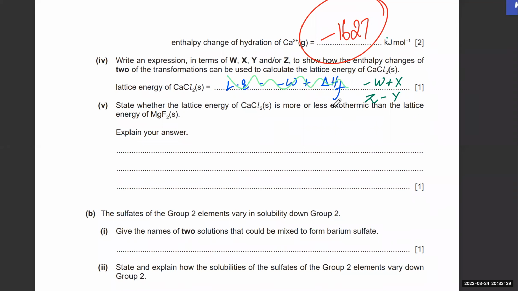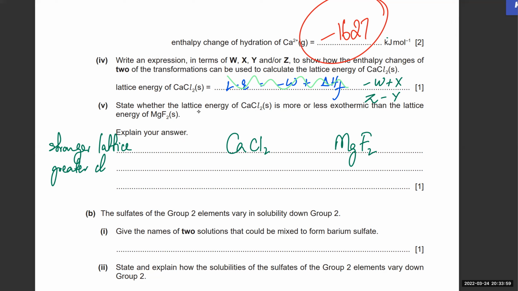State whether the lattice energy of CaCl2 is more or less exothermic than the lattice energy of MgF2. So calcium and Cl2, and Mg and F2: who makes a stronger lattice and why? When do you have a stronger lattice? When the ionic charge is greater, and the radius is smaller as well. Greater charge is one factor, but that is not a factor over here, because the charge is the same. Mg is +2, Ca is also +2. Cl is -1, F is also -1. So charge is really not a factor.